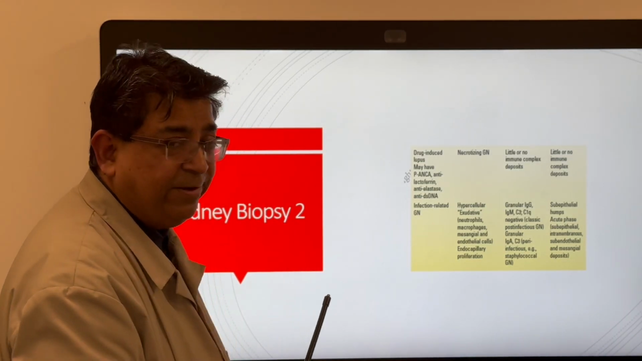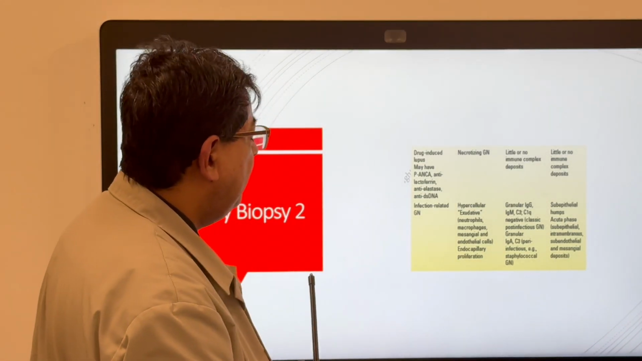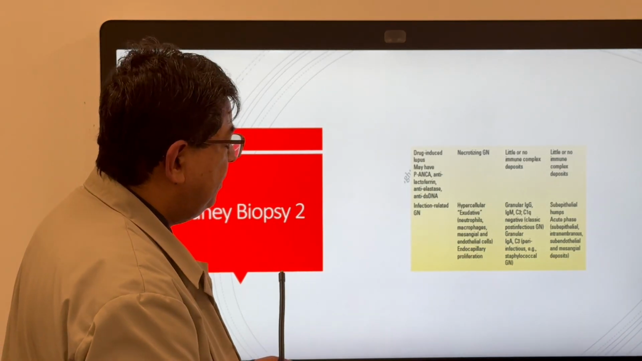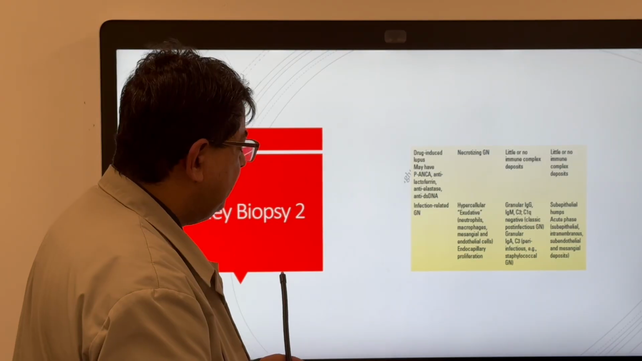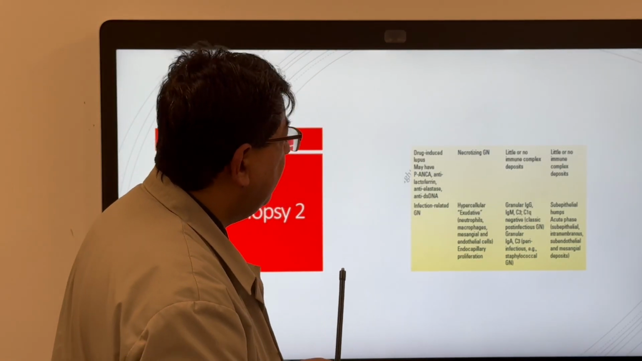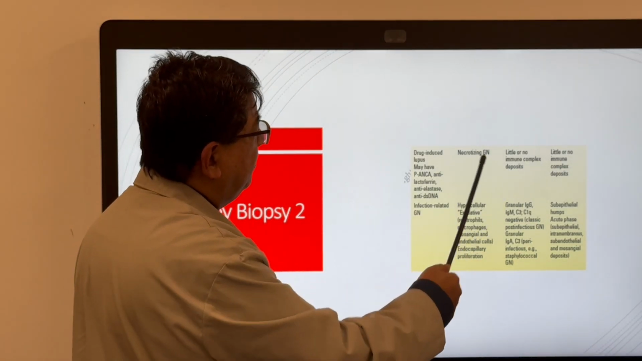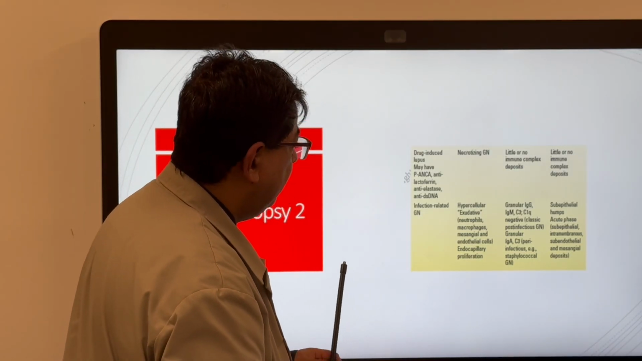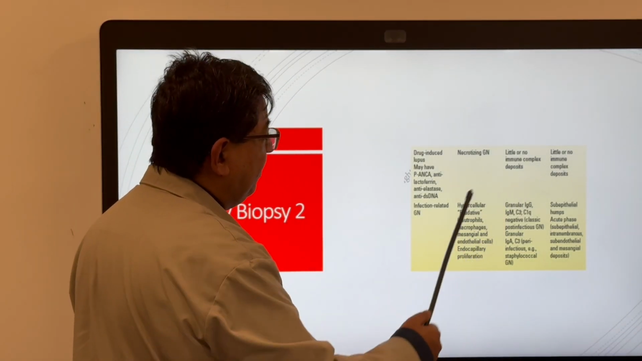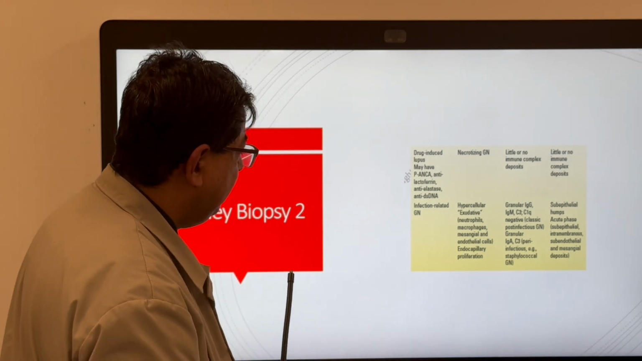So you're going to see all of that, fibrin and cellular inflammation, cellular conglomerates and things like that. You may not see much immune complex on the immunofluorescence or immune complex deposits on electron microscopy.